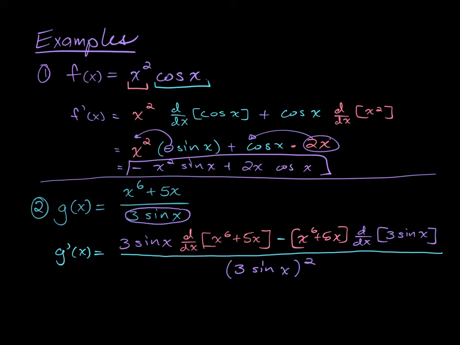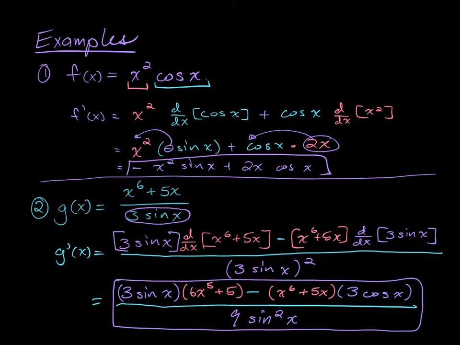There we go. And then the only thing we have left to do now is to actually take the derivative of each of these little pieces here, and we will get our answer. And so you can see down here with this answer that the derivative of x to the 6th is 6x to the 5th, the derivative of 5x is 5, and the derivative of 3 sine x is 3 cosine x. And just for fun, I squared the denominator.